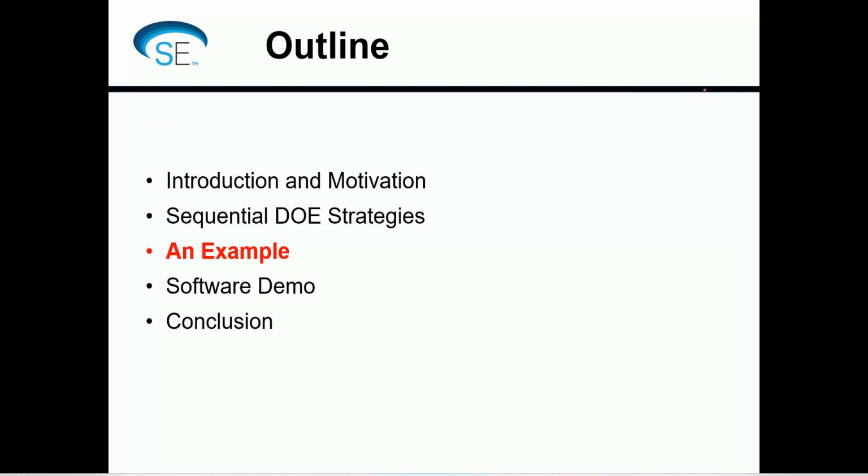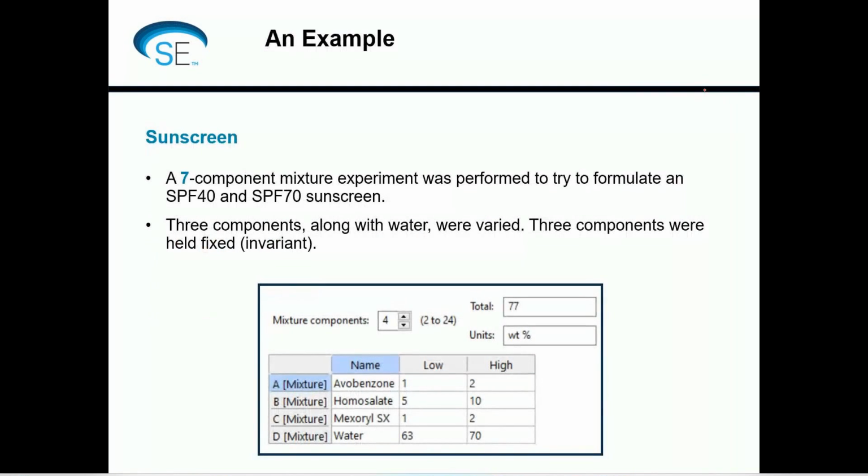It's a real example. This is an actual 7-component mixture experiment formulating sunscreen. What they were trying to do was formulate an SPF 40 sunscreen, sun protection factor 40, and an SPF 70 sunscreen. As far as I remember, they're blending together a bunch of different sunscreens, and using the same model, they want to predict what formulation will give me a 40 and what formulation will give me a 70. Now, 3 components along with water were varied.